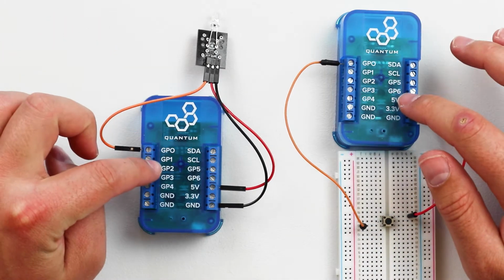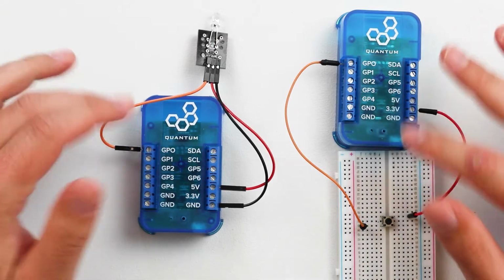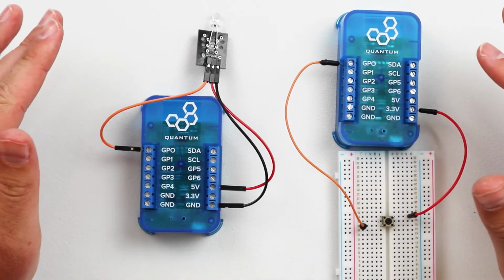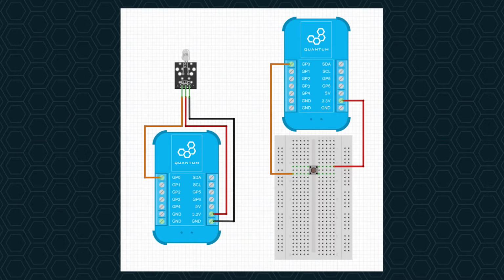We'll start by connecting a simple IR emitter to one builder base and a push button to another. I'll be following this schematic here.